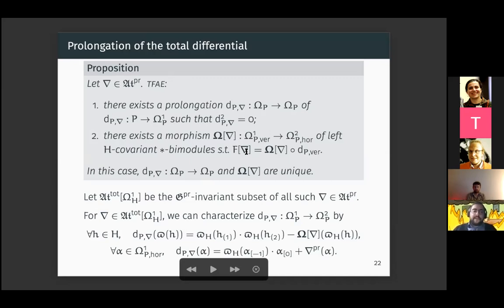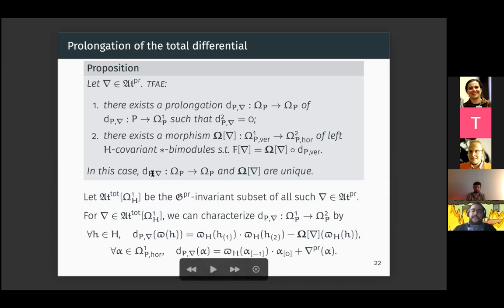And on the other hand, what's the equivalent condition? That the curvature really is an honest to goodness first order vertical differential operator. There's a horizontal 2 form valued vertical 1 form, Lie valued 1 form. You have a morphism of H covariant bimodules, bold phase capital omega of nabla, from the vertical 1 forms to the horizontal 2 forms that lets you write your curvature of nabla like this. In which case, this prolongation is unique, and this Lie valued horizontal 2 form is unique as well.